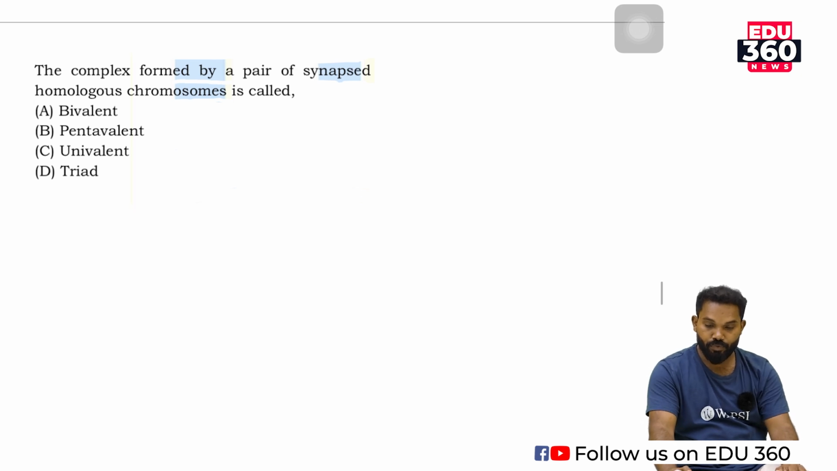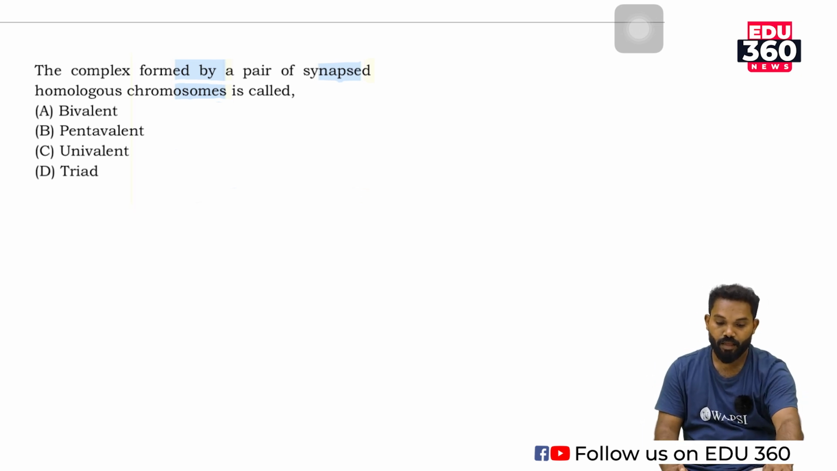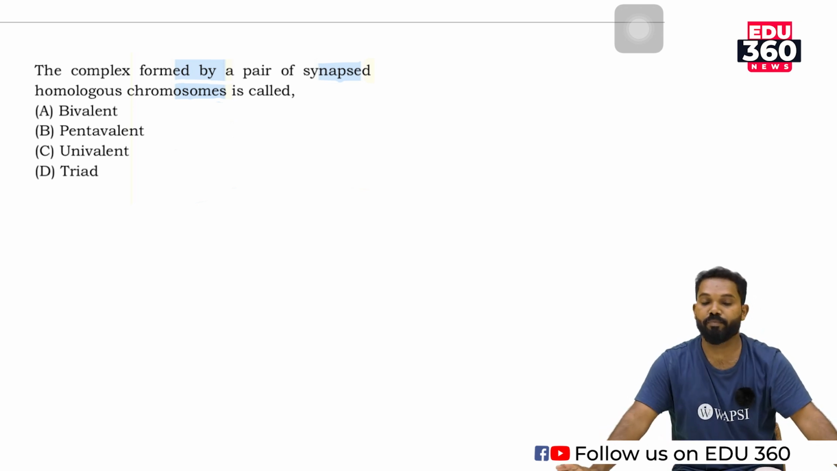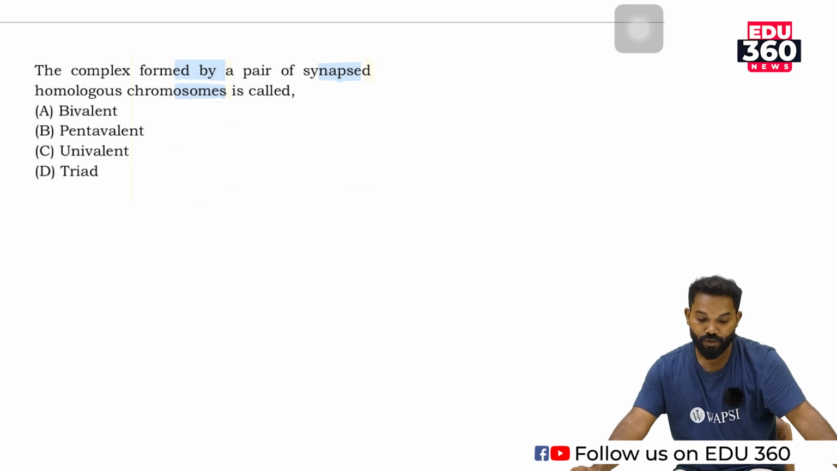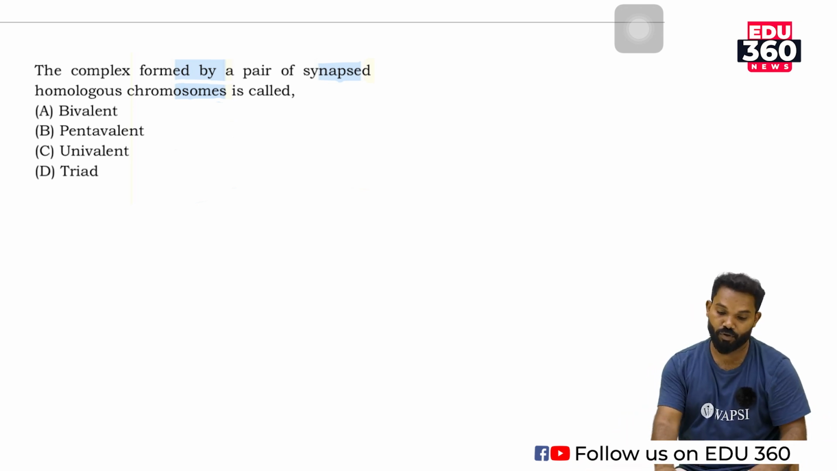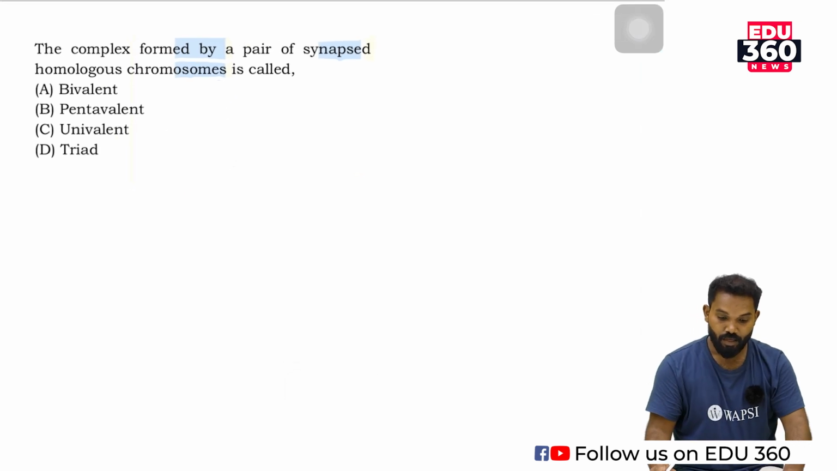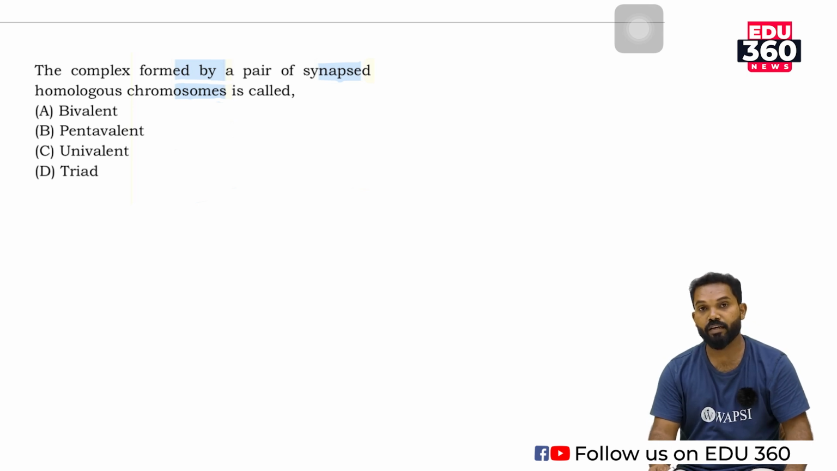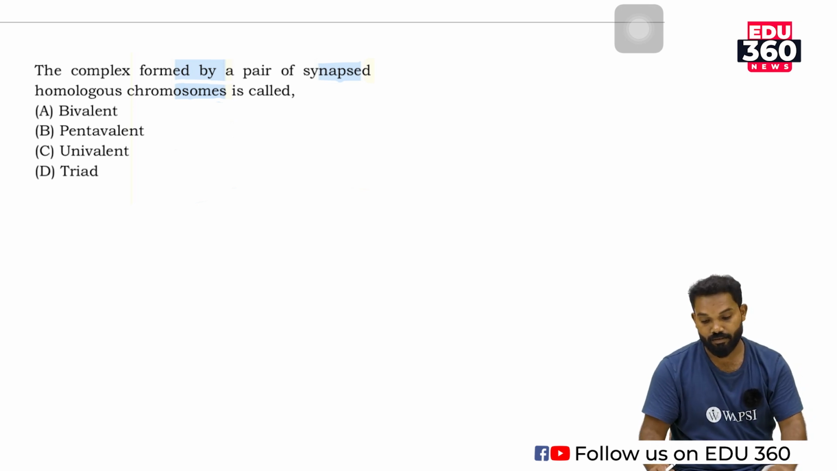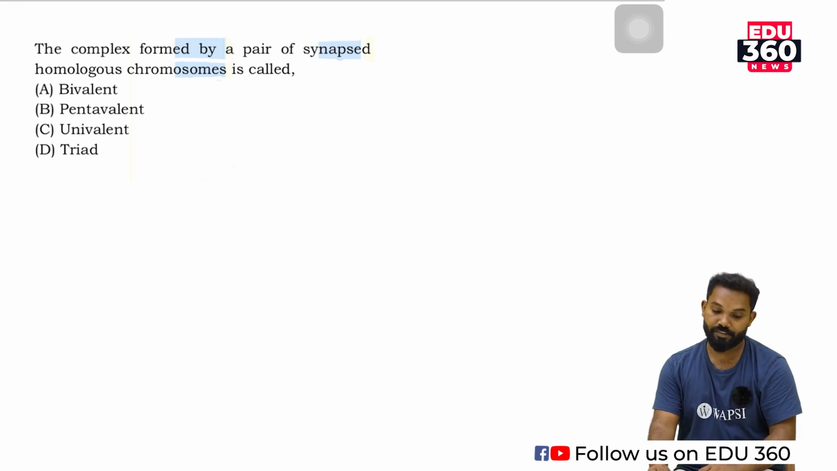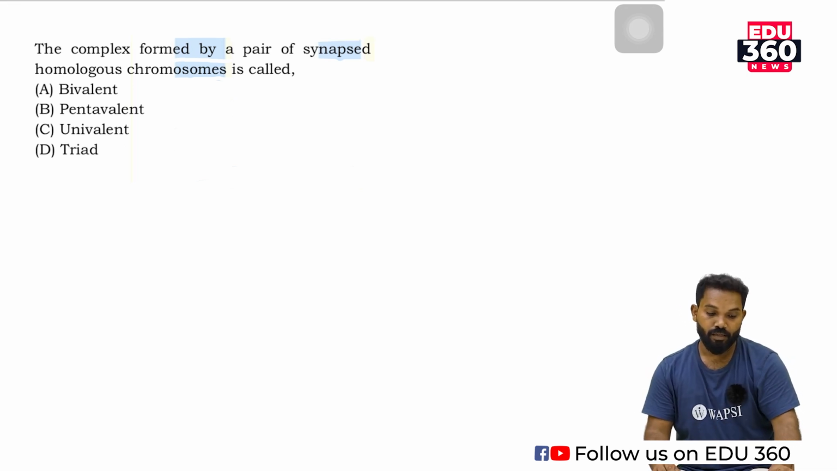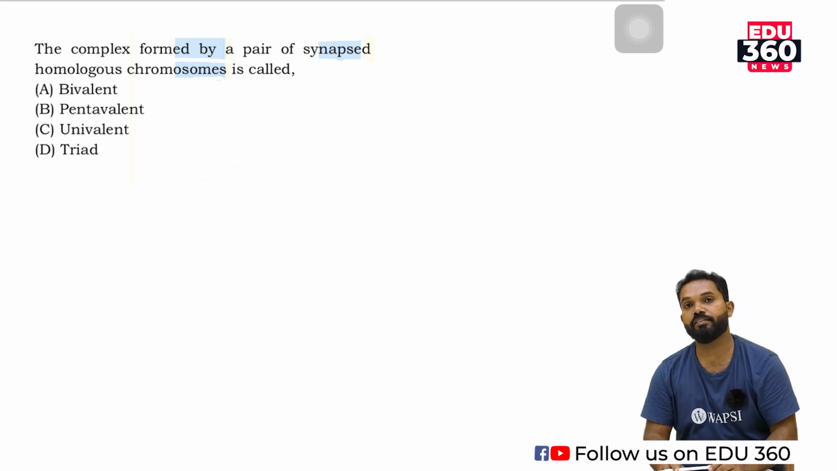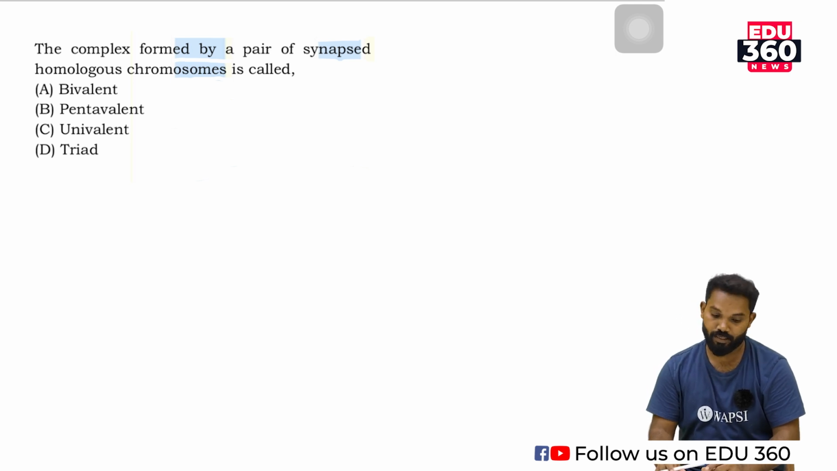Then moving to the next question. The complex which is formed by a pair of synapsed homologous chromosomes. We already taught that: chromosomes, then synapsis, then recombination, then chiasma formation, etc. These processes are present only in one type of division, that is reduction division, meiotic division.